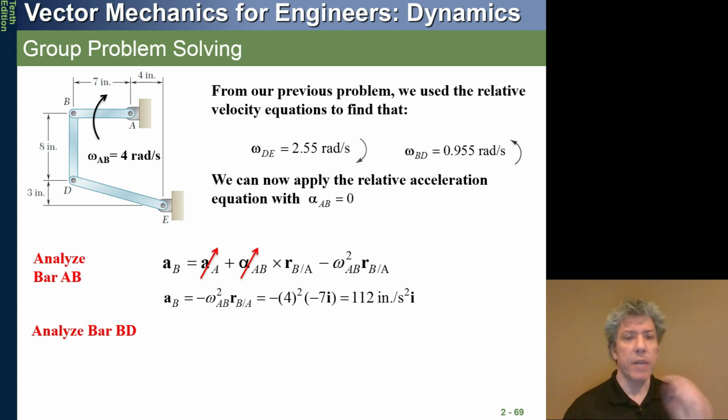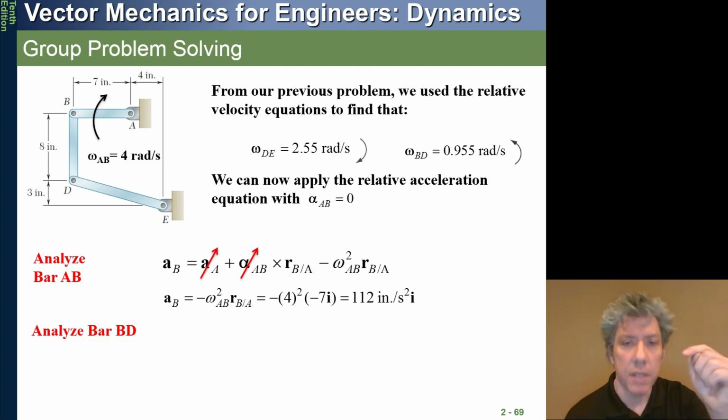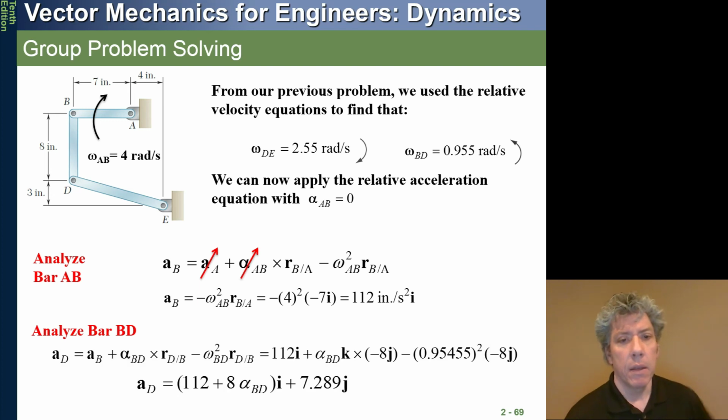Analyze bar BD. So now that we know the acceleration of point B, let's step then to point D. So here we're writing the equation that is a relative acceleration equation for point D in terms of point B. And you'll notice that the acceleration of D equals the acceleration of B, plus the tangential acceleration piece due to the body's motion, plus the normal acceleration piece due to the body's angular velocity. Just writing it all as before. And since we know the acceleration of point B, we just solved for it.